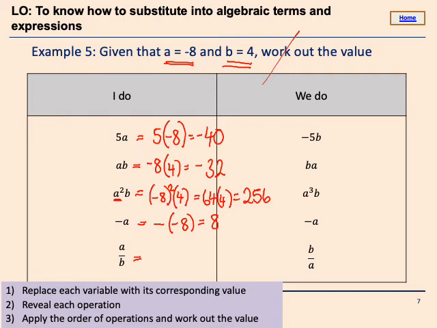And then last, we have a over b in a fraction. So on the top of the fraction, we put our negative 8. And on the bottom of our fraction, we put our b, which is 4. So then we can simplify this, so we can take out a factor of 4 on the top and the bottom. So on the top, we end up with negative 2, and on the bottom, we'd end up with 1. So our answer there is just negative 2.